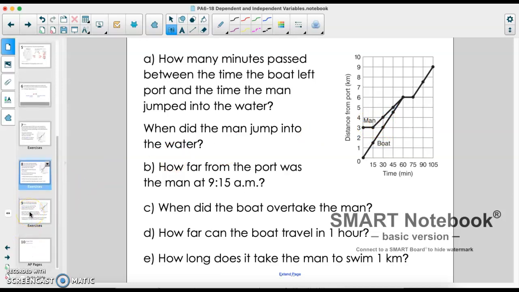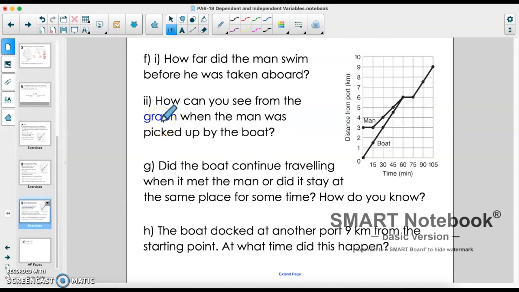Again, we're looking at the graph and trying to interpret the data. There's a couple more questions. F says, how far did the man swim before being taken aboard? He started at 3 and swam to 6, so he swam 3 kilometers. He jumps in 3 kilometers from port and swims 3 more kilometers. Part 2 of that question says, how can you see from the graph when the man was picked up by the boat? Well, as we said, that is where the 2 lines intersect over here. That's where the man got picked up by the boat.